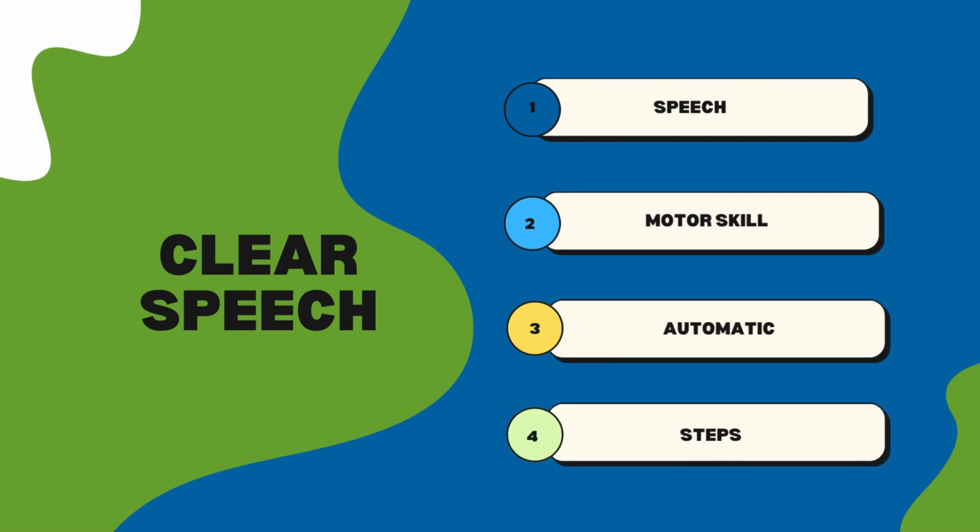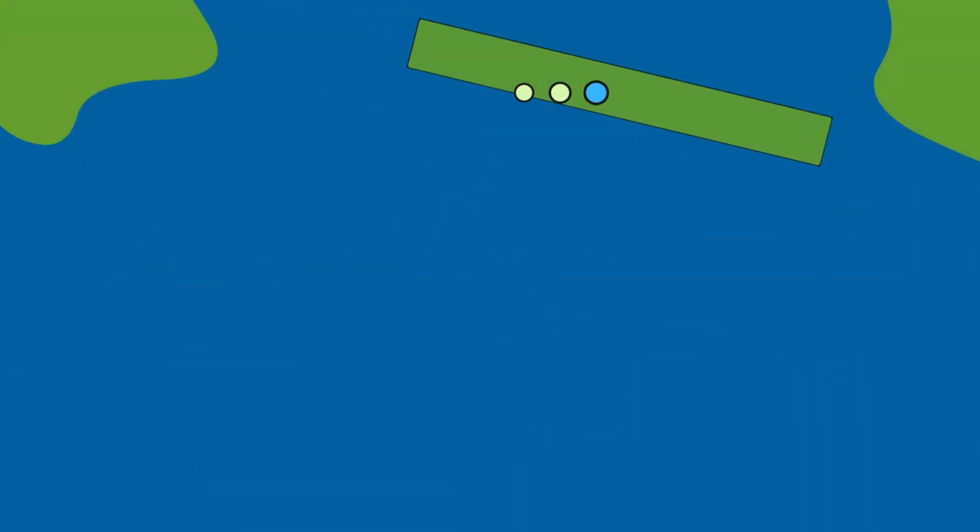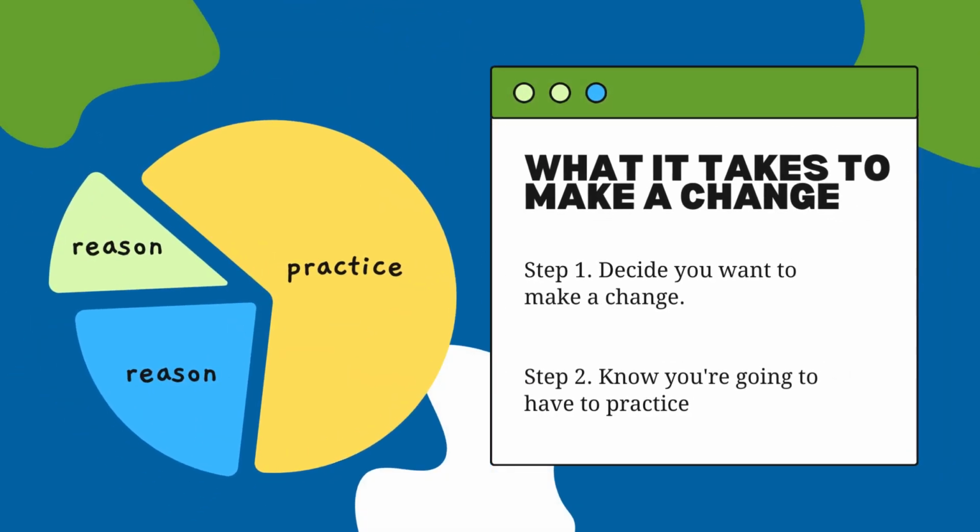And finally, there are many steps involved in using clear speech in conversation. We call this the speech stairs. We'll talk about this later on. Deciding to make a change in your speech is the first step. What it takes to make that change depends on what you want to accomplish or what clear speech means to you. For the most part, we know that practice is an important part of learning any new motor skill.